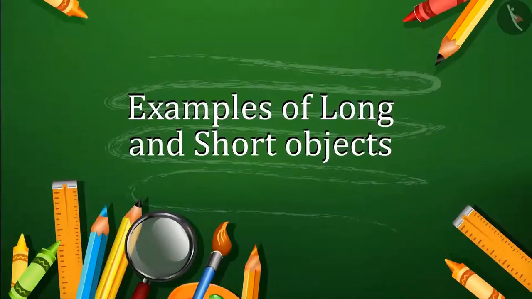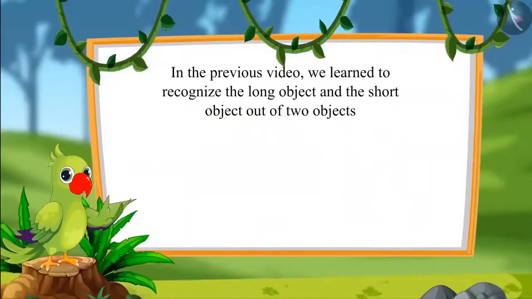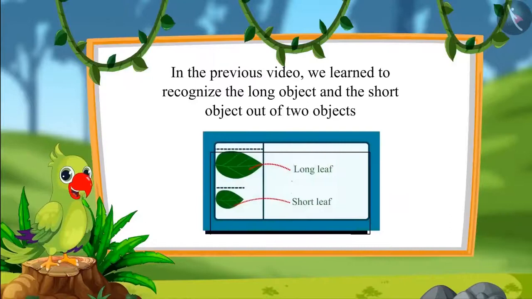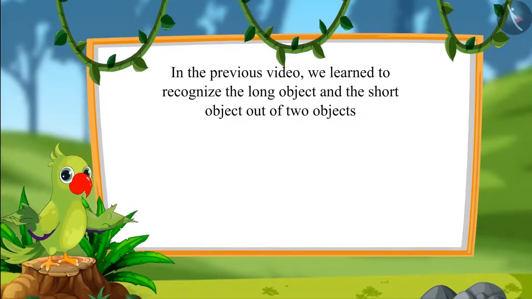Examples of long and short objects. Kids, in the previous video, you learned how to identify the long object and the short object out of two objects. In this video, we will identify the longest object and the shortest object out of three objects.